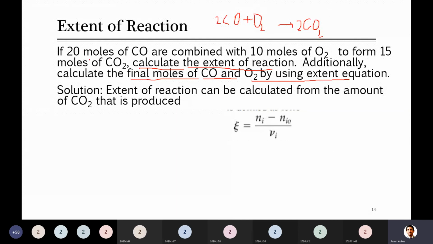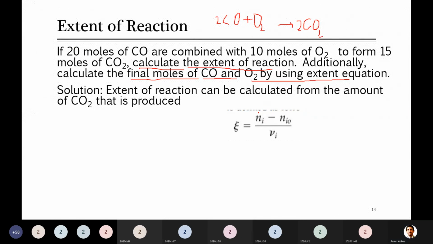oxygen. So based on the given condition here, when there are 20 moles of CO reacting with 10 moles of oxygen, it is not necessary they are producing 15 moles of CO2. So you can't tell whether it is a complete or incomplete reaction. Due to this reason, I'm telling you it is better to start with CO2. So can you tell me what is the number of moles of CO2 at the moment?